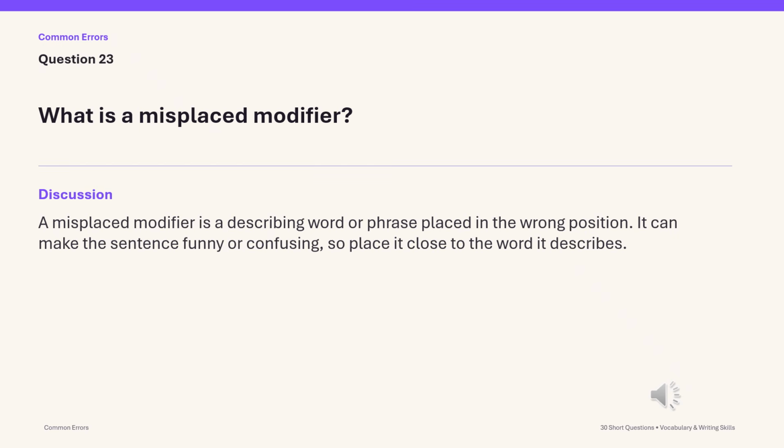What is a misplaced modifier? A misplaced modifier is a describing word or phrase placed in a wrong position in a sentence. Because of this word placement, the sentence may become confusing or even sometimes funny. For example, if I take this sentence, I saw a man with a telescope. Now, this may mean either I used a telescope to see the man or the man had a telescope. So, the main idea is that modifiers should be placed close to the word that they are describing. Otherwise, it is going to create confusion because of its wrong placement.